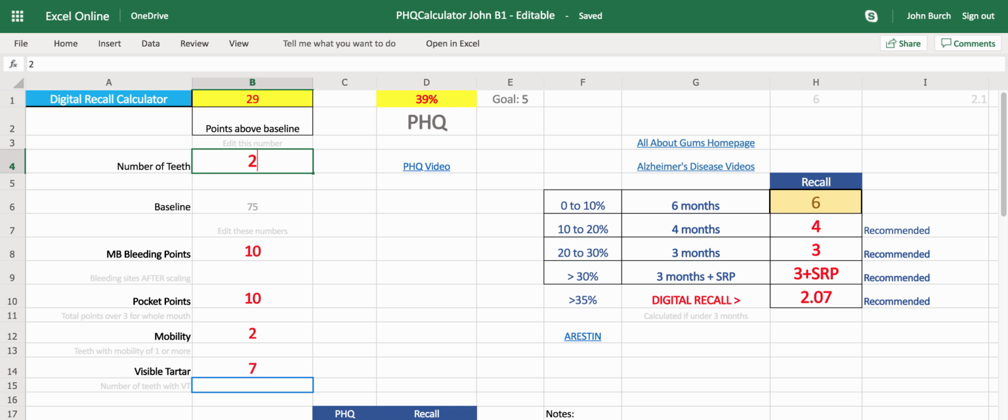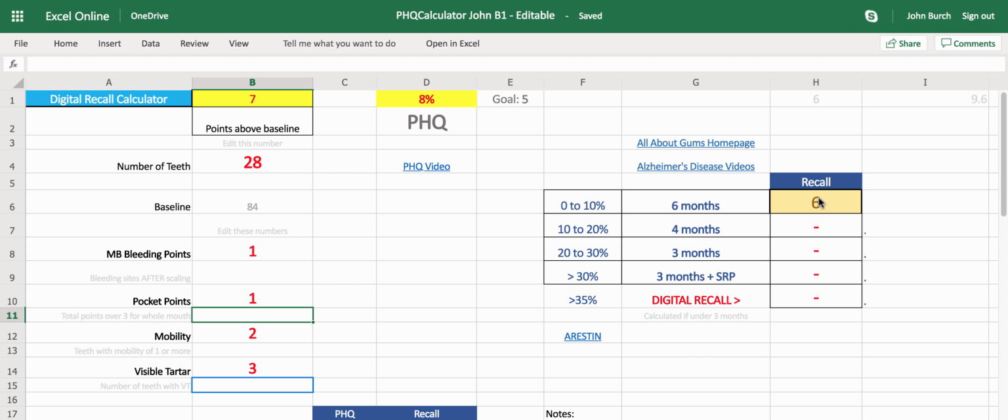Let's go down here and say, what if the person only had 15 teeth and still had these numbers? They need to come in every 5 weeks. So this calculator is online, the person can do it. I'm going to return these values to 1, and then maybe here to 1, no, to 1, and I'll go here to 1, and I'll go here to 2, and then I'll say down here visible tartar to 3, and now I did that wrong. Now I'm going to say 28. Their PHQ is 20. I'm going to return this to 1. Their PHQ is 8, and they're back to 6-month recall.